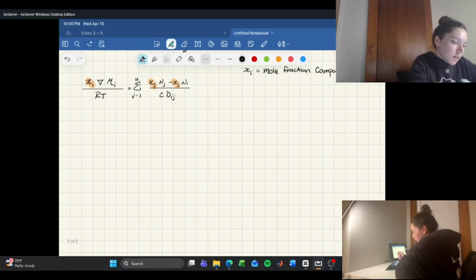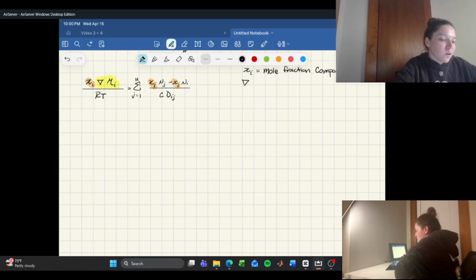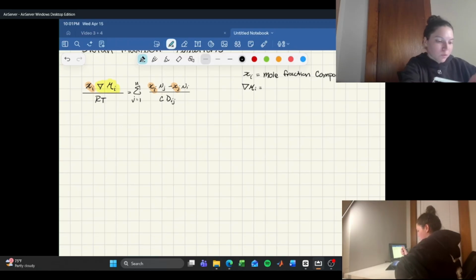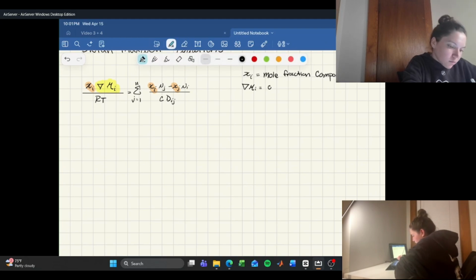Then the next term is this upside down triangle with mu I. So this is going to be, the upside down triangle is just a gradient, and in the past videos also we talked about how a gradient is just the driving force for in this case mass transfer. So the gradient of mu I, mu is just the chemical potential, so the driving force here is this chemical potential gradient.